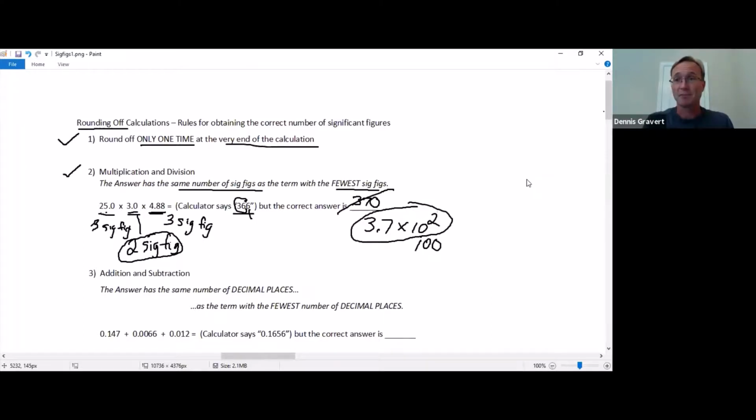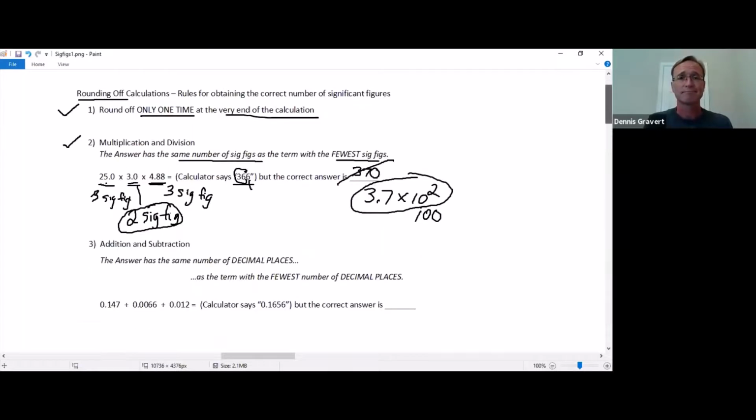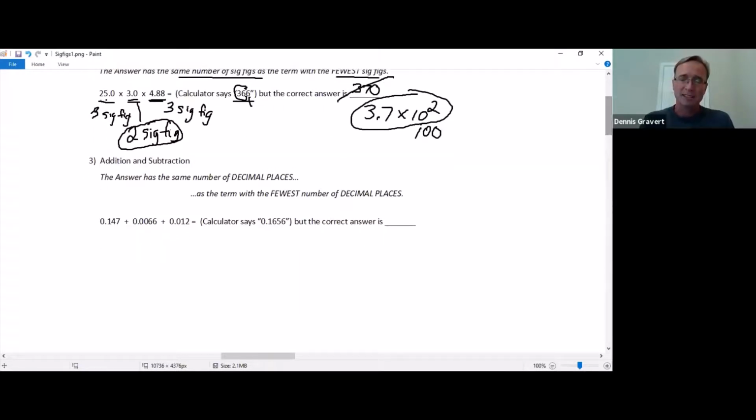And if you thought that was bad, hopefully that's not too bad, right? Look at all your multiplying and dividing terms. Who's got the fewest sig figs? That's how many you keep in your final answer. Adding, subtracting, the rule's different, okay? It's all about decimal places. So the number with the fewest decimal places determines how many decimal places you have in your answer.